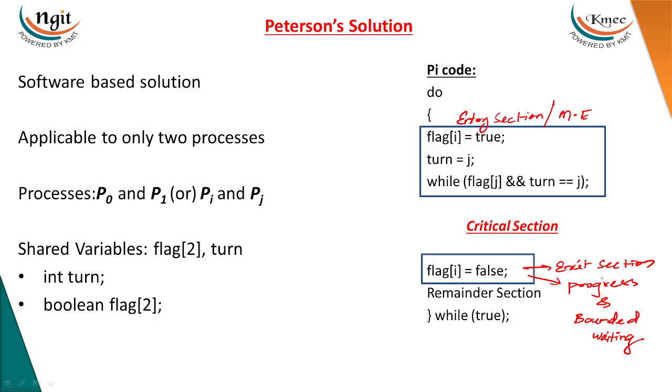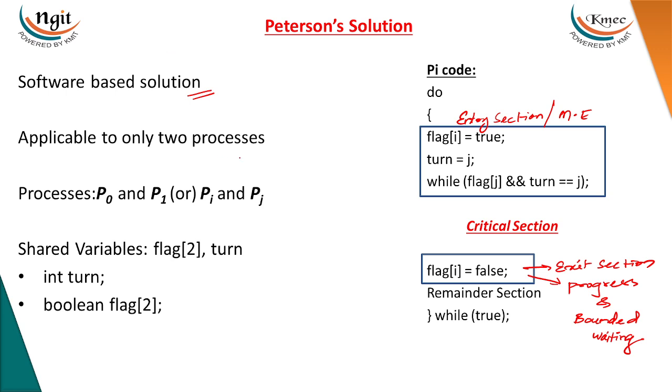Now let's discuss the Peterson solution. This Peterson solution provides a solution to the critical section problem. But let's see what the points are. It is a software-based solution which is only applicable for a two-process system.